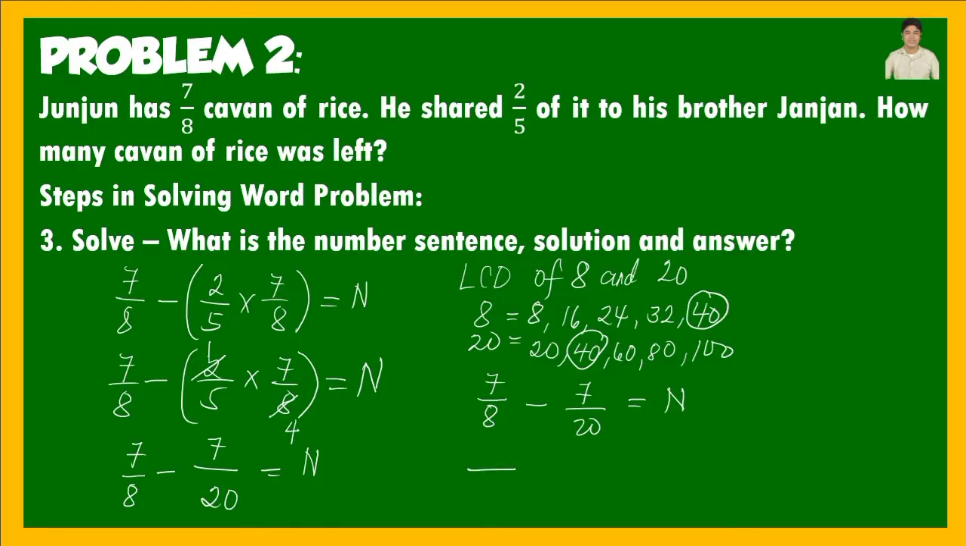So, gawin natin over 40 sila. Next, 40 divided by 8, we have 5 times 7, 35. 40 divided by 20, we have 2 times 7, 14 equals n. So, ngayon, pag subtract natin sila, kasi similar fractions naman sila, so 35 minus 14, we have 21. So, therefore, n is equal to 21 over 40.